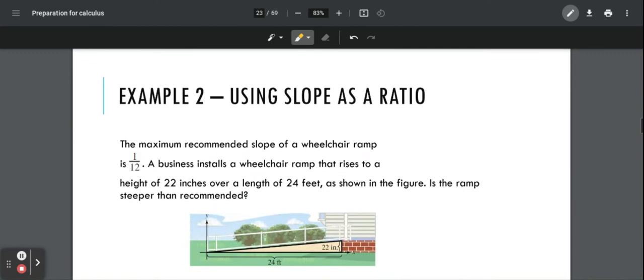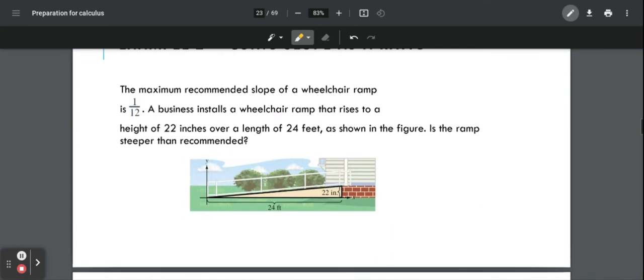So this next example, if we're using slope as a ratio, it says the maximum recommended slope of a wheelchair ramp is 1/12. That means your rise is going to be 1 and your run is going to be 12. And it says a business installs a wheelchair ramp that rises to a height of 22 inches over a length of 24 feet, as shown in the figure. Is the ramp steeper than recommended?